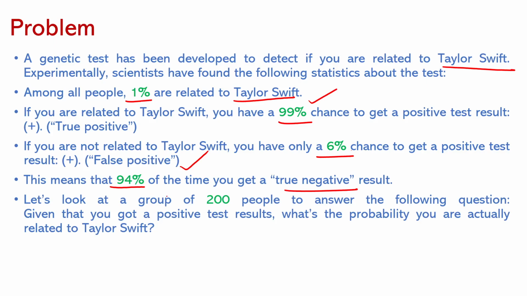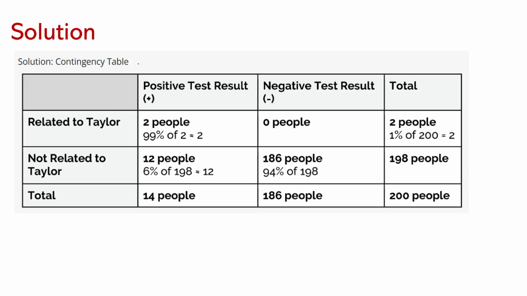Now let's look at a group of 200 people to answer the following question. Given that you got a positive test result, given meaning we already know that we got a positive test result, what is the probability you are actually related to Taylor Swift? It means a test has been given and the result is positive. What is the probability that you really belong to Taylor Swift? For this we use the concept of a contingency table.